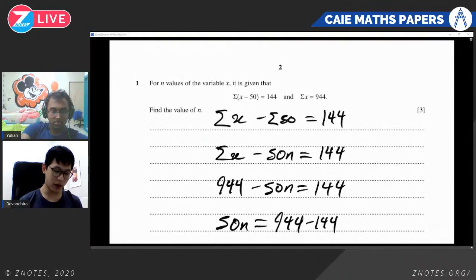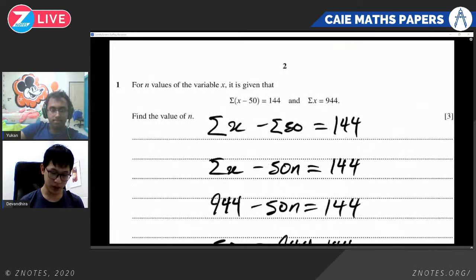First question: for n values of the variable x, it is given that the sum, this is the sigma symbol, so you can say the sum of x minus 50 is 144, and the sum of the x values is 944. We have to find the value of n. Basically, how many samples are there?